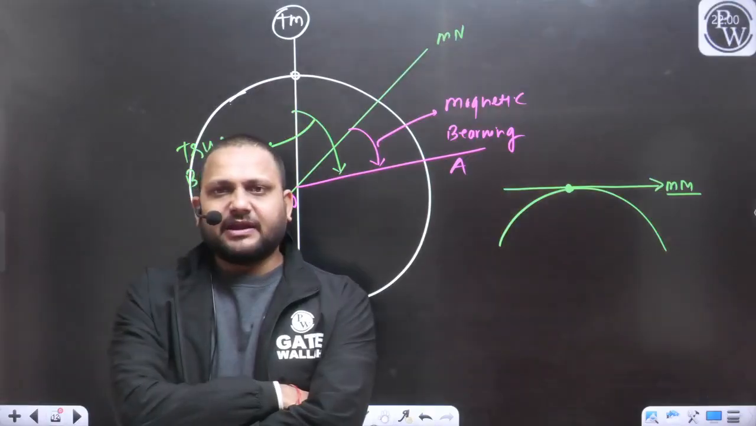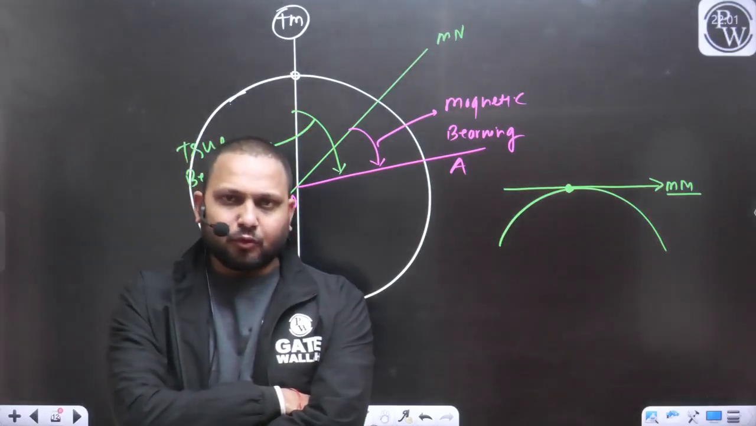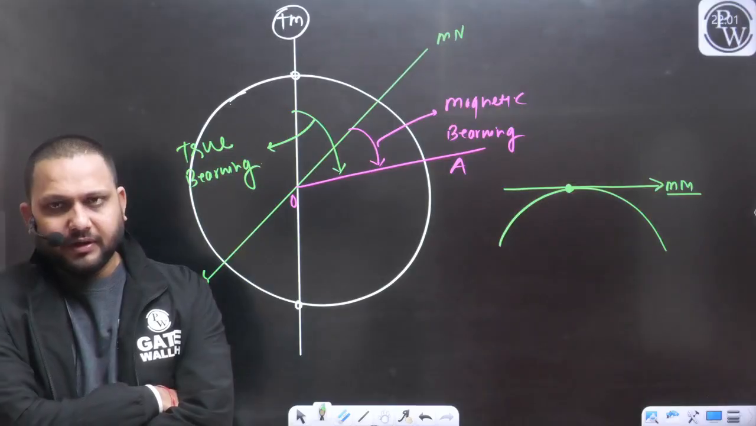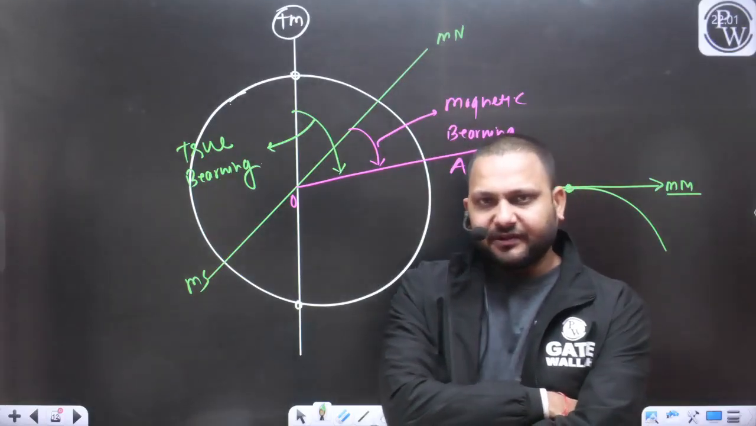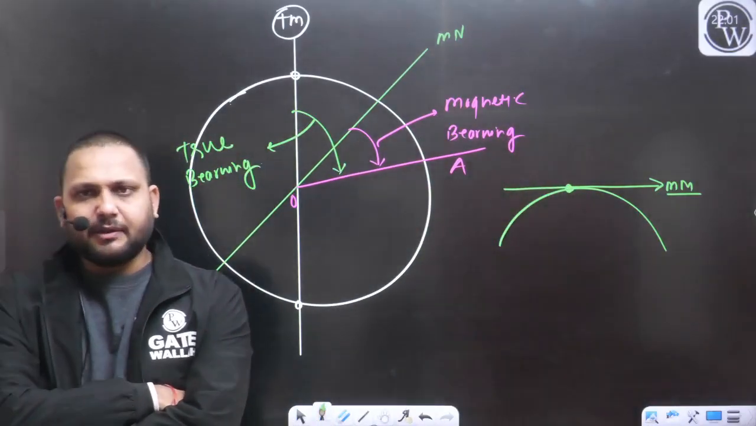So if we are measuring the bearing of any line and we are considering the reference as the true meridian, we will get the true bearing. Yes or no? If we are measuring the angle of any line and we are considering the reference as the magnetic meridian, in that case we will get the magnetic bearing of that line.